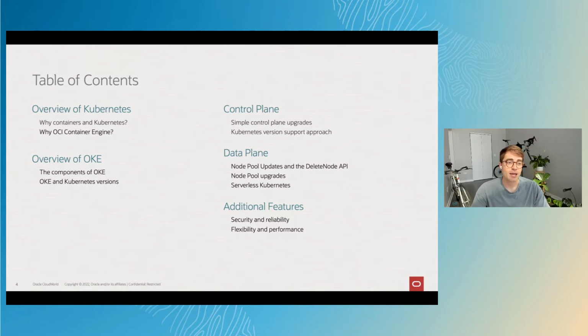After that, we'll do an overview of OKE. We'll explain how OKE can help you out, also OKE and how that works with Kubernetes versions. Next up, we'll talk about the control plane and also the data plane and why we have to have different considerations for these different aspects of your Kubernetes cluster and keeping them secure and up to date. And then finally, we'll talk about some additional features that also simplify the process of running a Kubernetes cluster using the Oracle Container Engine.